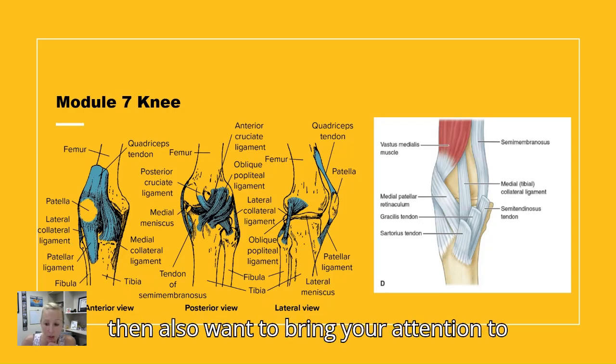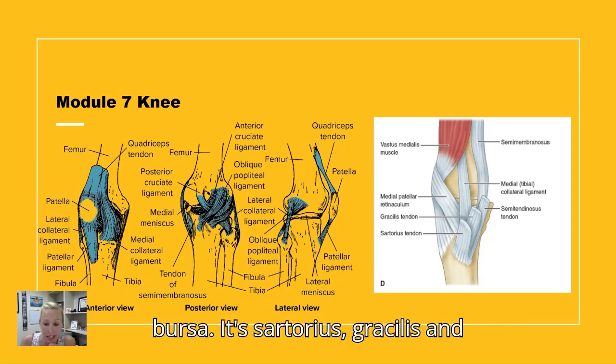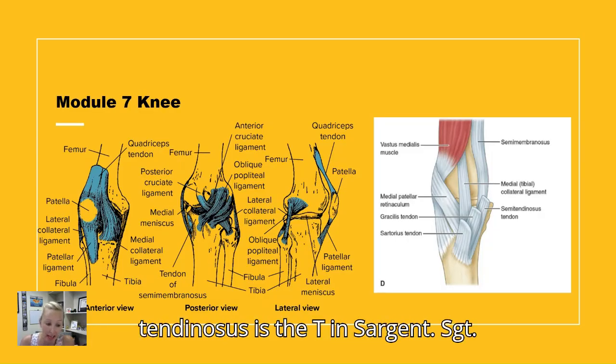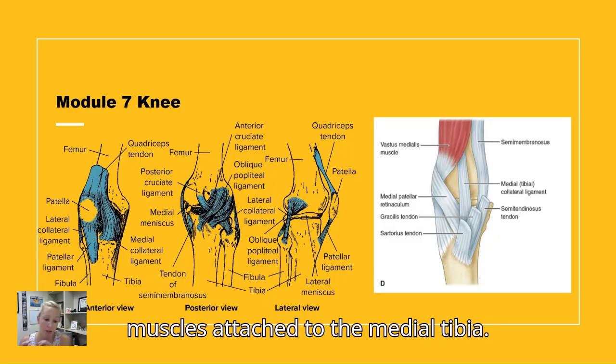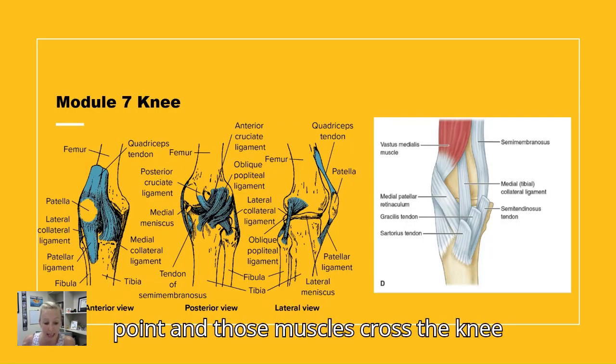And then I also want to bring your attention to those Sargent muscles at the pes anserine bursa. It's sartorius, gracilis, and semitendinosus. That T in tendinosus is the T in Sargent. SGT is the abbreviation for Sargent. So the Sargent muscles attach to the medial tibia, near the tibial plateau. That's their attachment point, and those muscles cross the knee and the hip.